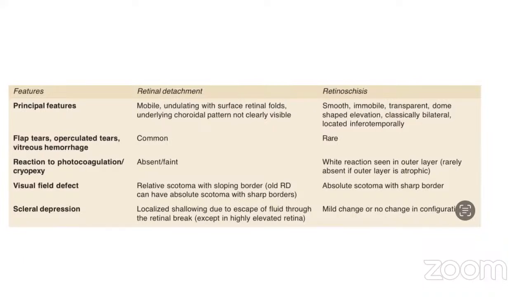And the reaction to photocoagulation or cryopexy is absent in retinoschisis, while in detachment a white reaction is seen in the outer layer. As for visual field defect, there is a relative scotoma with a sloping border in detachment, and in retinoschisis, an absolute scotoma with a sharp border. And on scleral depression, there is localized shallowing in detachment due to escape of fluid through the retinal break. In retinoschisis there is mild or no change.